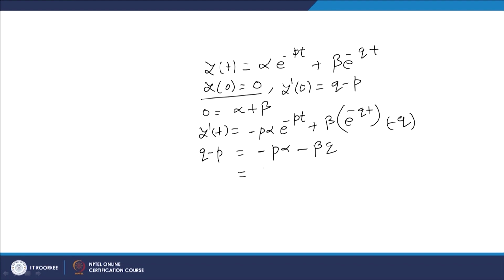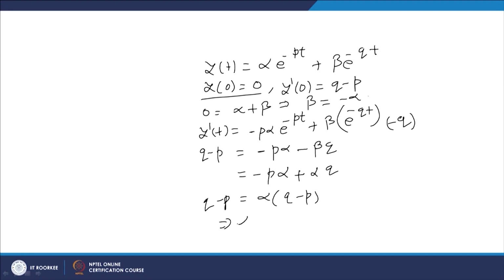So, we can write this as alpha plus beta equal to 0. Here I can say that this implies you can write beta as minus alpha. So, with beta as minus alpha, minus p alpha minus beta q is coming out to be alpha q. So, here we can take out alpha, and we have q minus p.